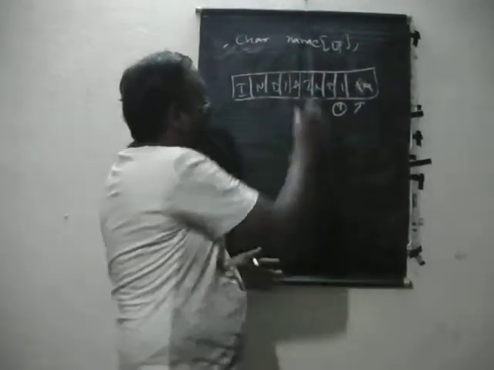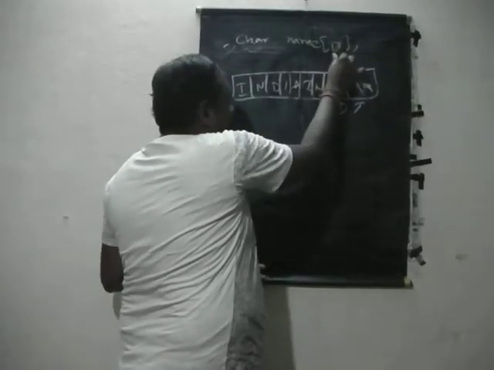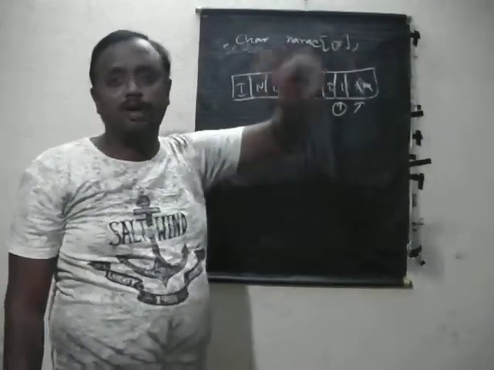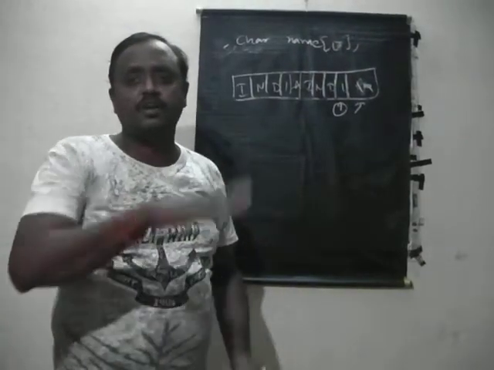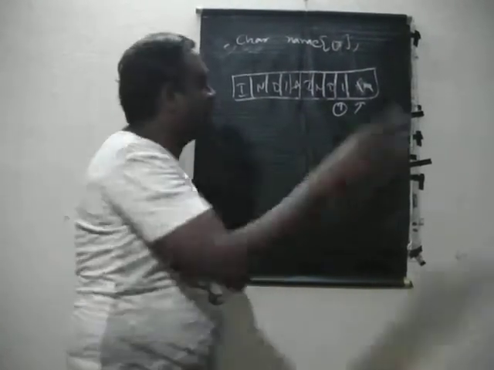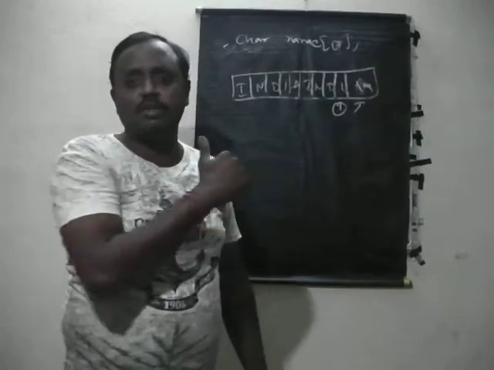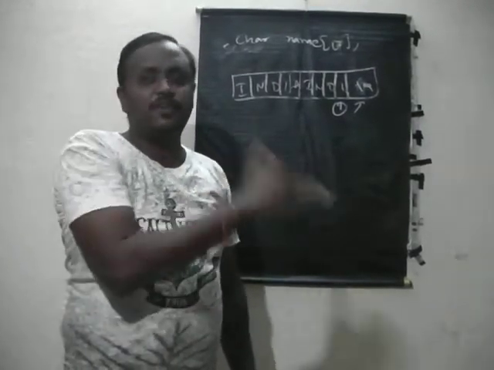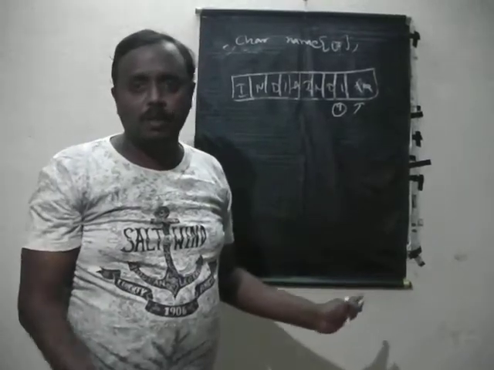Once again I will repeat. When I take a number of size here, definitely it should add one more character. Why? Because the last character is always fixed with the null character. You cannot replace it with your own character. It is already fixed. You cannot replace it. Simple.